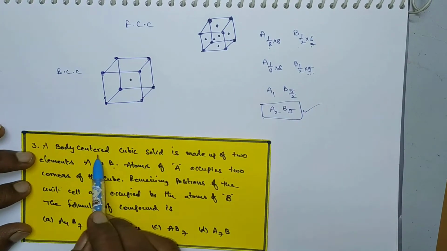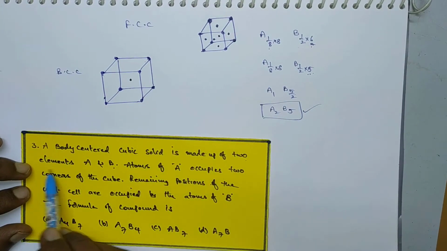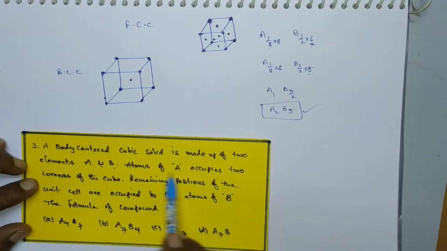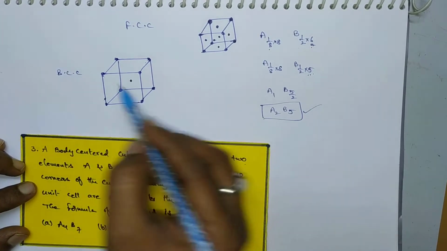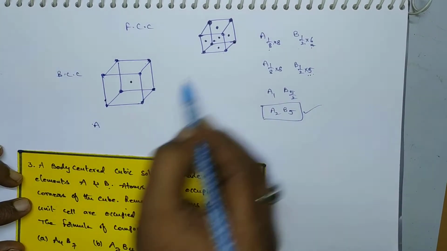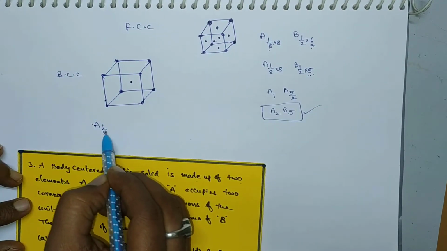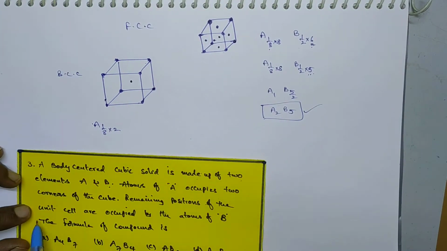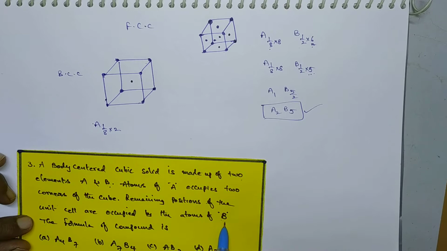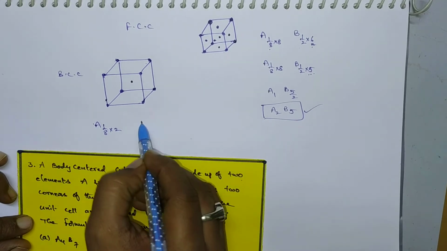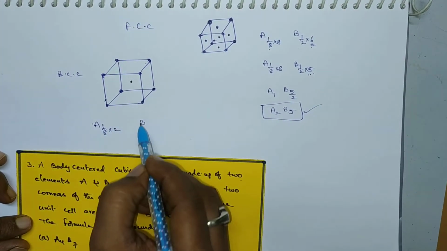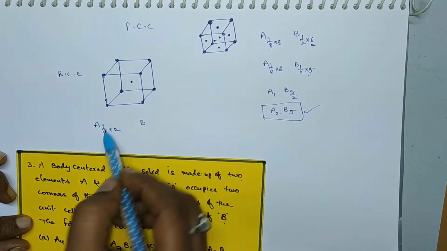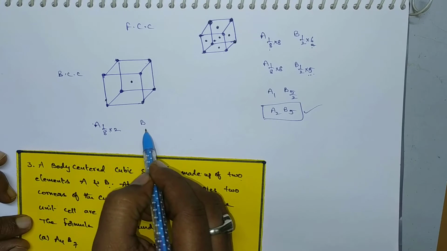The body centered cubic solid is made up of elements A and B, and atoms of A occupy 2 corners of the cube. So the corner contribution is only 1/8, and it occupies 2 corners, that means 1/8 into 2. The remaining positions of the unit cell are occupied by atoms of B. Among the 8 corners, 2 are occupied by A and the remaining 6 corners are there.